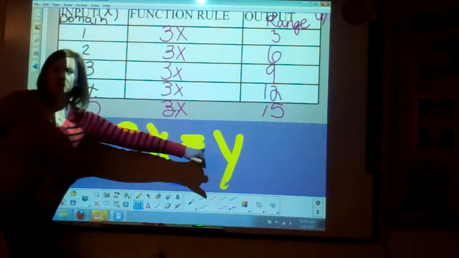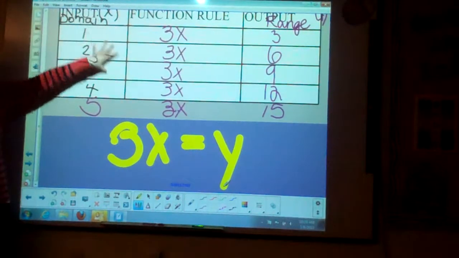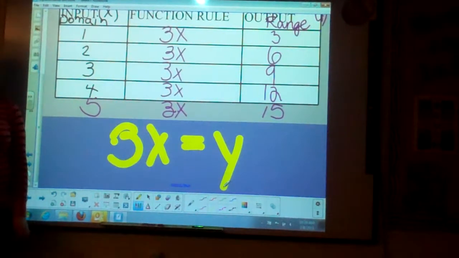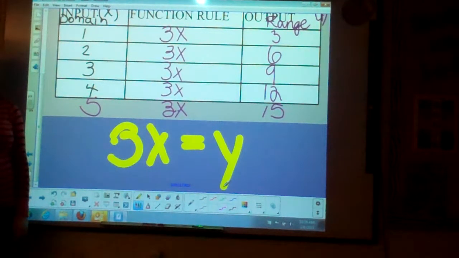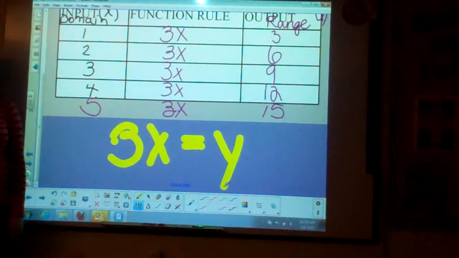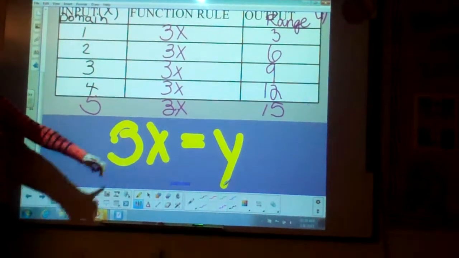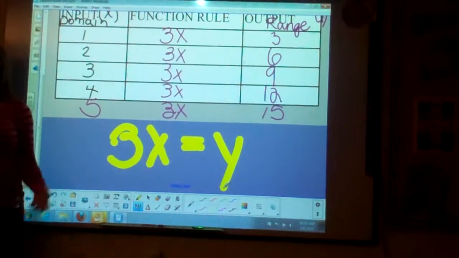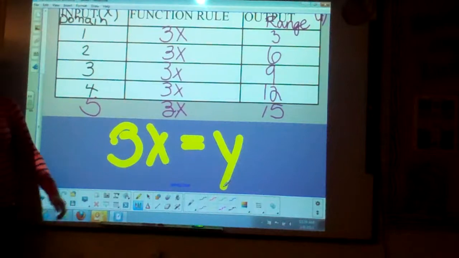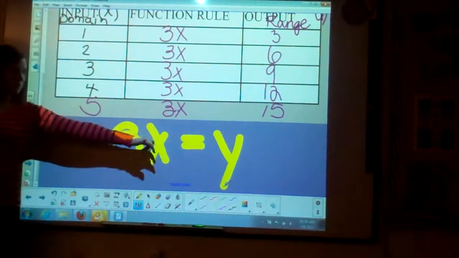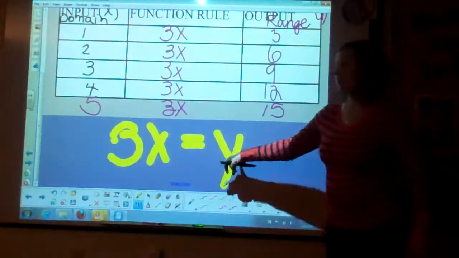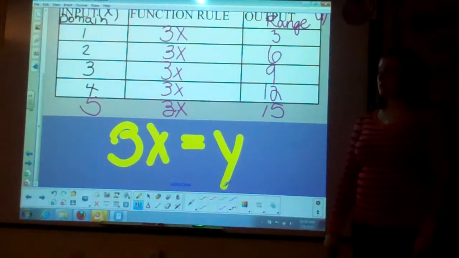So what's the benefit of writing this as an equation as opposed to a function table? It's less work. You could save space. Might be easier for some. And what if I wanted to find out how much it would cost for 100? Would it be faster to use the equation, or to list all the way down to 100? It would be faster, because I could just plug in 100 for x. 300. It would be $300.